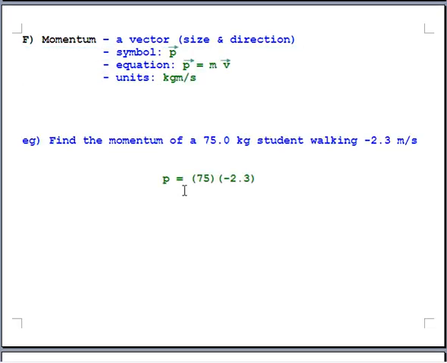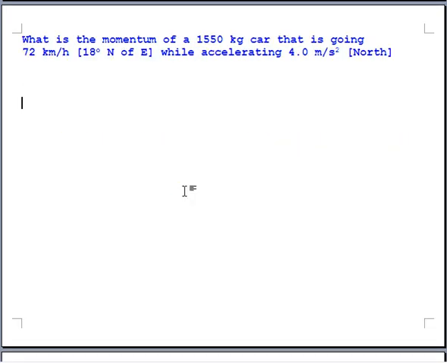Okay, let me show you a second example. This looks really confusing. What's the momentum of a car going 72 kilometers an hour? Vectors, right? 18 degrees north of east. And the car's accelerating 4 meters per second squared north. Now there's a lot going on there, and you might be looking at that question going, oh my gosh, I don't want to deal with all of this again.